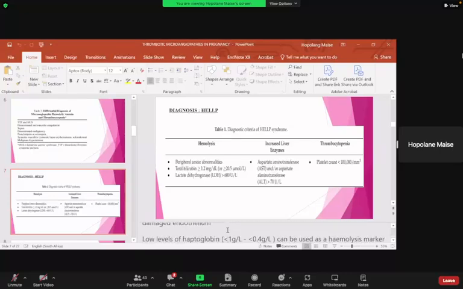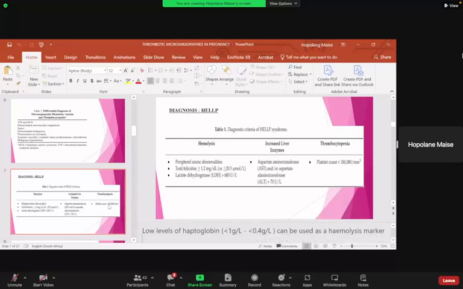And we could use haptoglobin, where low levels would indicate hemolysis. It can be used as a hemolysis marker itself.